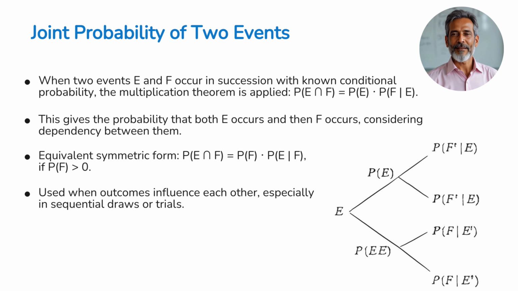sequential experiments. Think of a two-stage probability tree branching with conditional chances at each step. That's the visual that really brings this to life. So, next time you see one event affecting another, remember, multiplication theorem is your best friend.